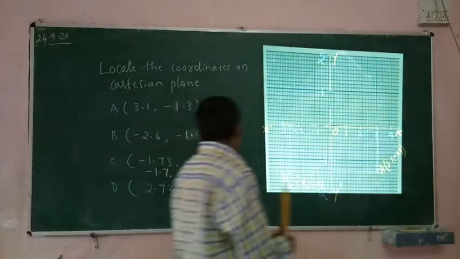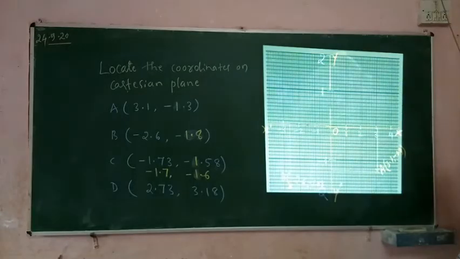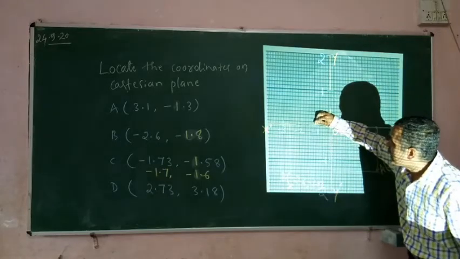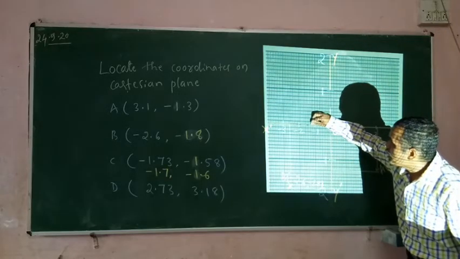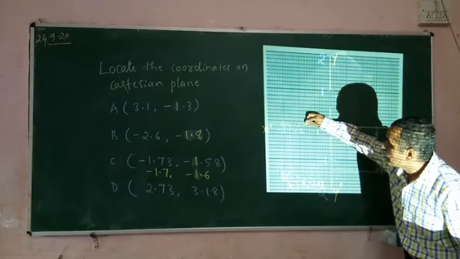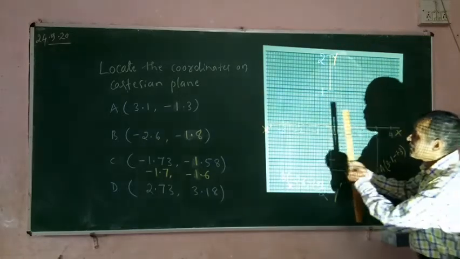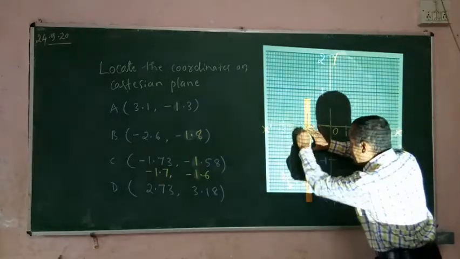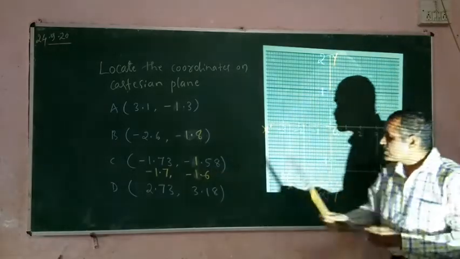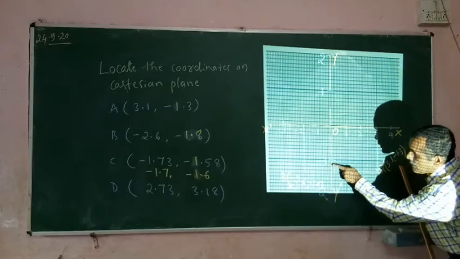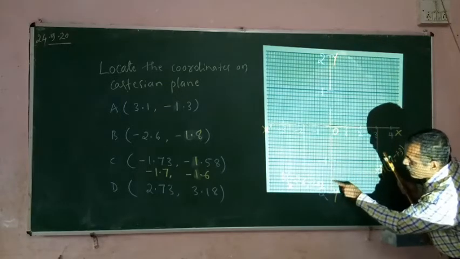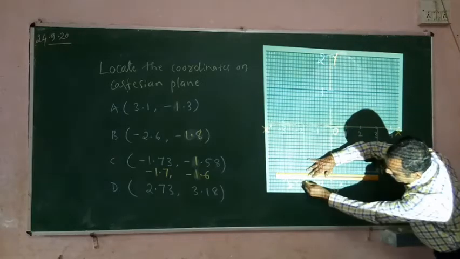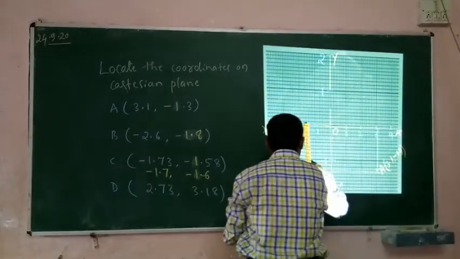Come on. -1.7 in the x-axis. In the x-axis, -1.7. Minus 1.1, 1.2, 1.3, 1.4, 1.5, 1.6. This is 1.7. This is -1.7. I can draw a line here. And what does that mean? -1.6. Minus 1.1, 1.2, 1.3, 1.4, 1.5, 1.6. From here, I can draw a line where they are intersecting.